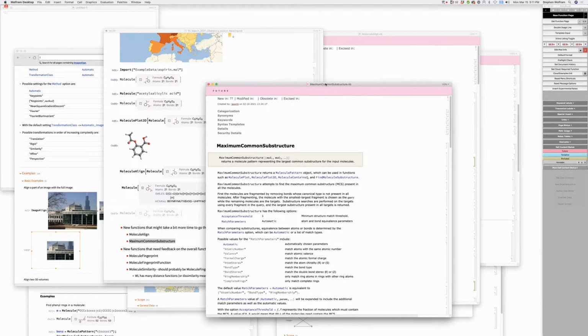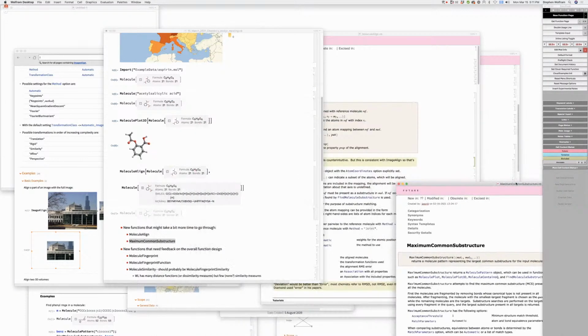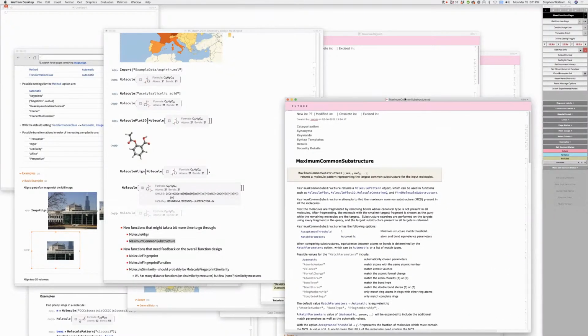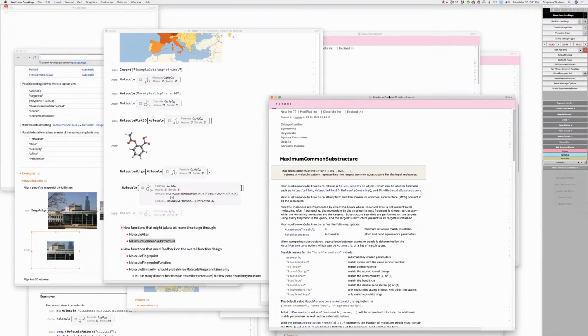What did we call it? I'm sorry. What was the thing called? Find molecule substructure. I think it should be called molecule maximum common substructure. I know it's long, but I think it's wrong to just say maximum common substructure. And so molecule MCS would be out.